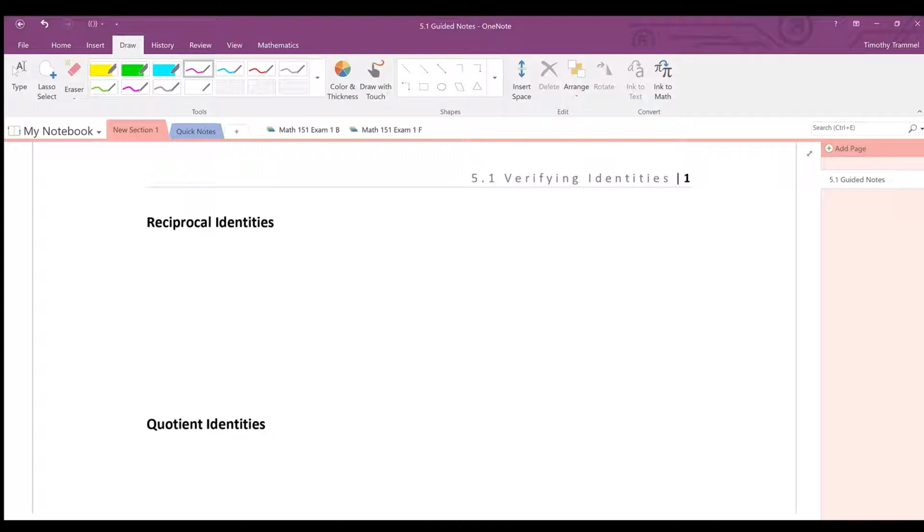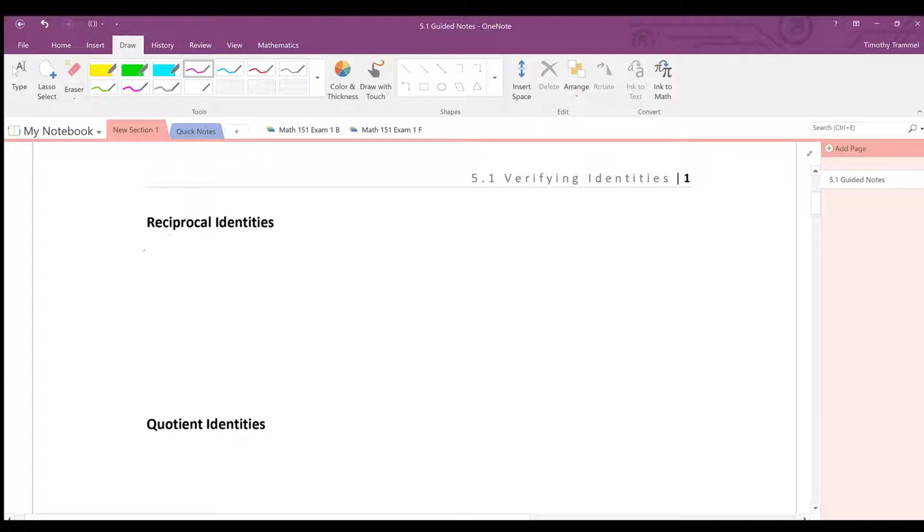Sometimes we have to rewrite things a little bit so we can solve equations. And sometimes it's just nice to know that two things are equivalent. And these identities are going to help us do these things. All right, let's start off. Actually, in 5.1 here, we're not going to end up with any new identities. These are all things we already know.